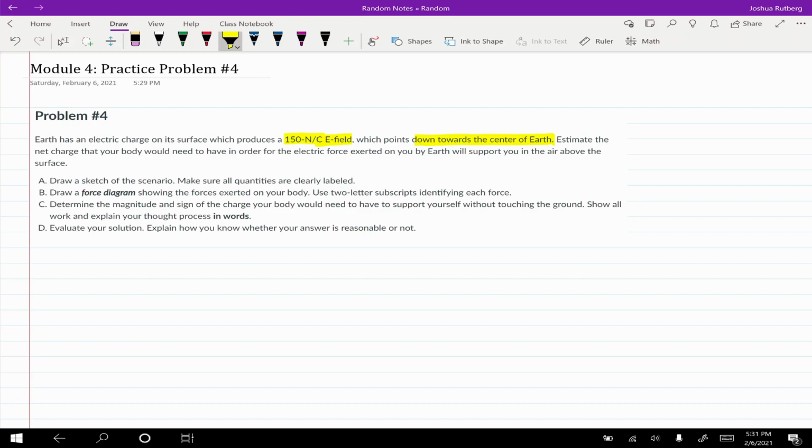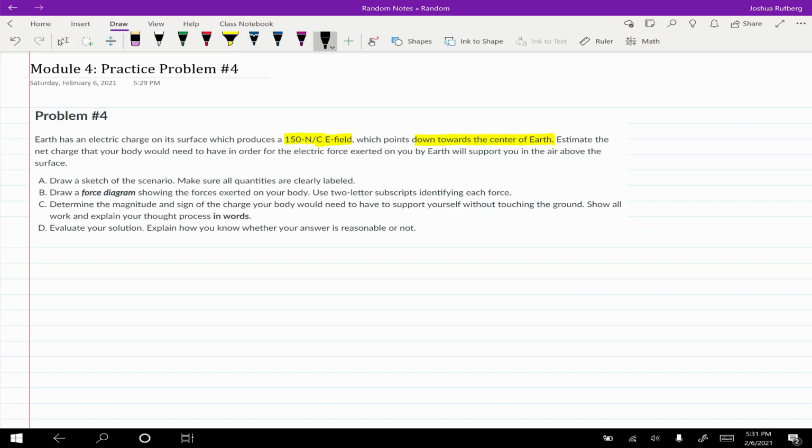Estimate the net charge that your body would need to have in order for the electric force exerted on you by Earth to support you. Grammar on that, but that's okay. Estimate the net charge that your body would need to have in order for the electric force Earth exerted on you to support you above the surface.